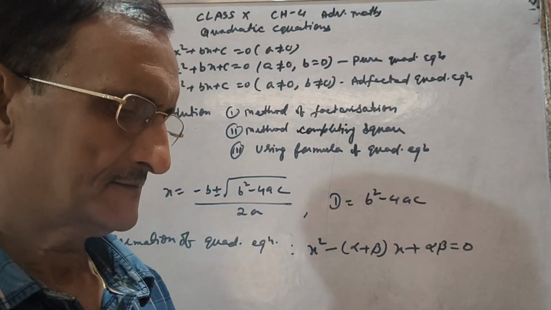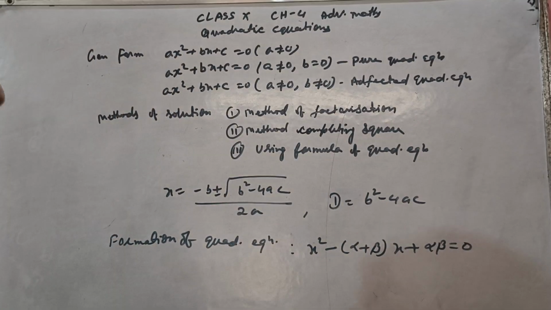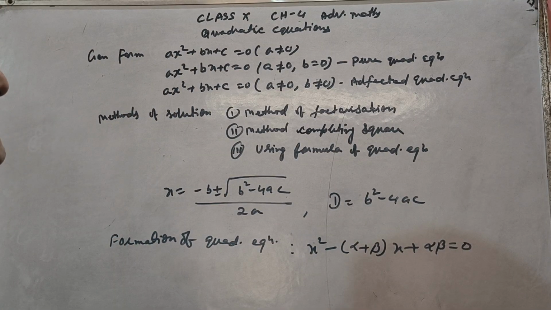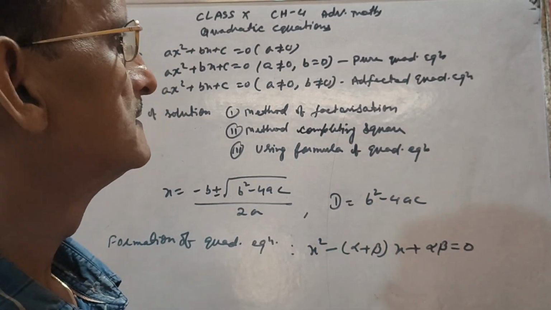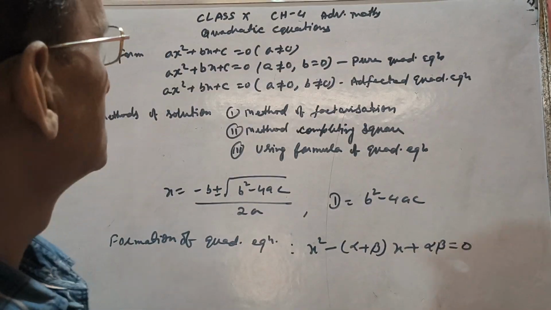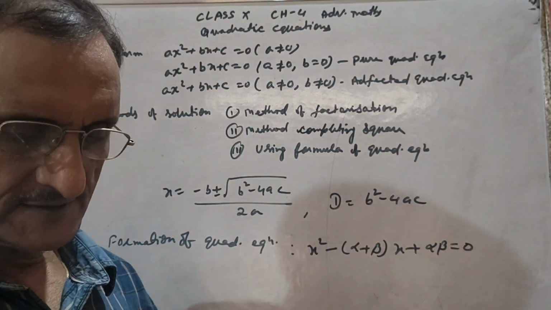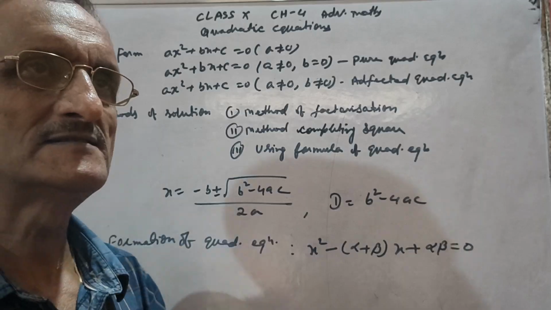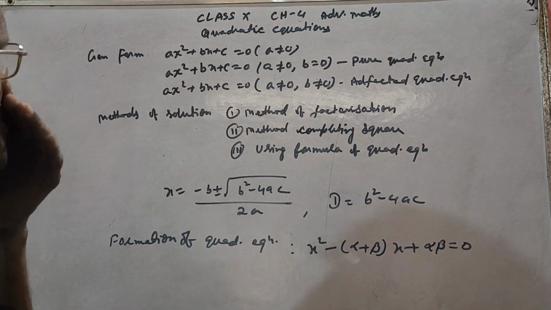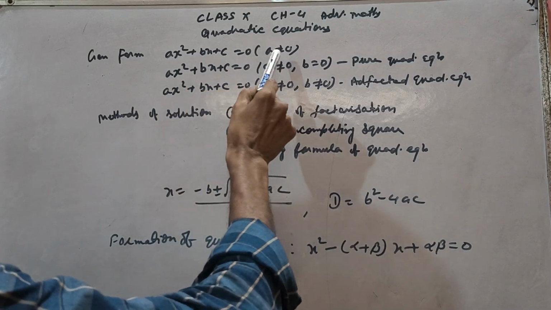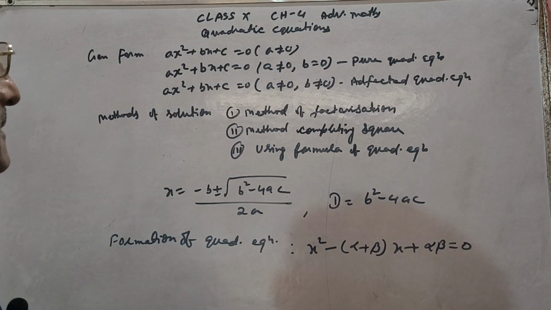Today I am here, class 10, chapter 4, advanced math, quadratic equation. So let us start now. We have already the idea of the quadratic equation. I already discussed in general maths, chapter 4, the general form of quadratic equation: ax square plus bx plus c equal 0, a not equal to 0.